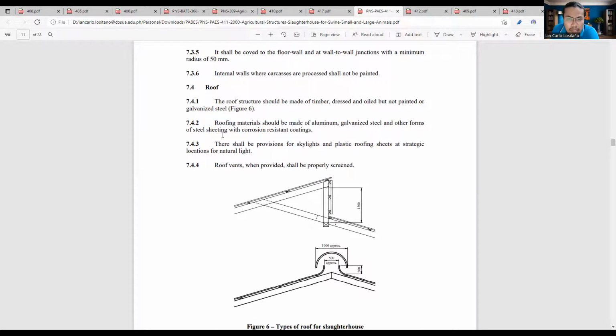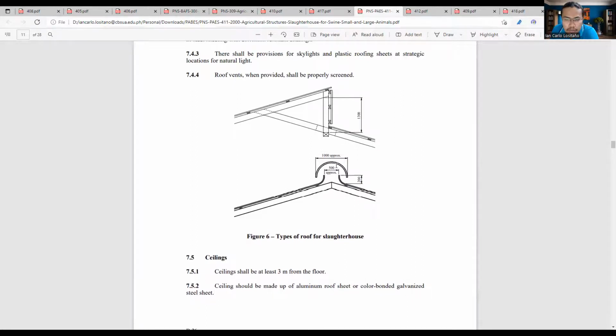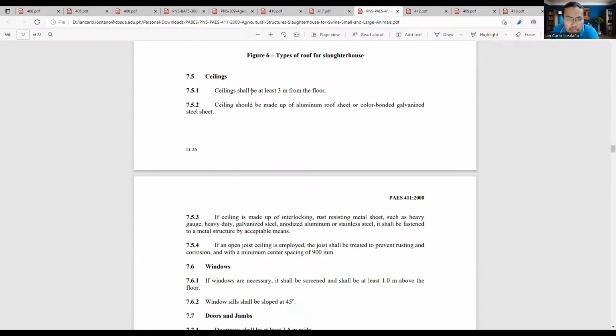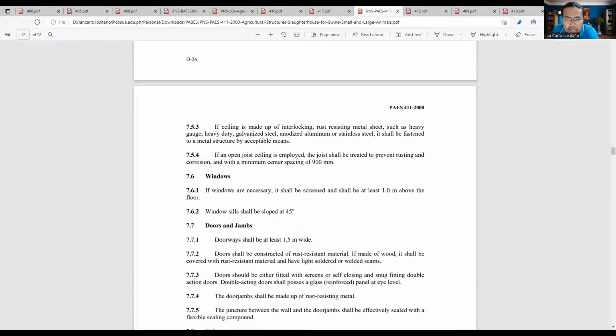Okay. Lighting, right, could be accommodated via skylights. Roof vents shall be properly screened. Okay, this is as shown. Should be an exit right here, right, of air coming out. Okay, vents, ceilings shall be at least 3 meters from the floor. Should be made of aluminum roof sheet or color bonded galvanized steel sheet. The ceiling is made up of interlocking rust-resisting metal sheets such as heavy gauge, heavy-duty galvanized steel, anodized aluminum or stainless steel. It shall be fastened to a metal structure by acceptable means.